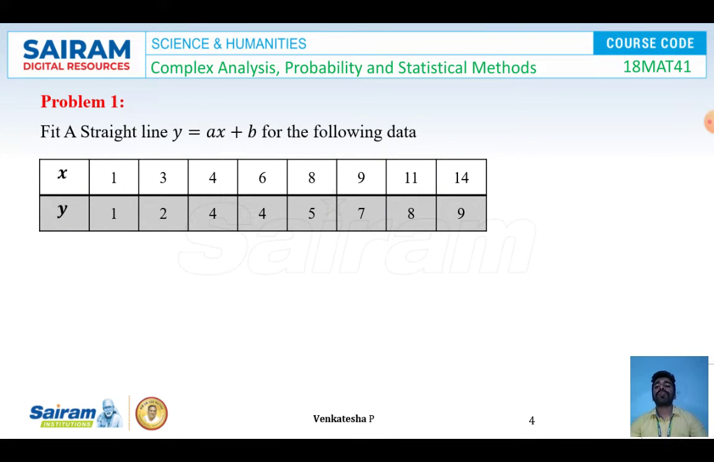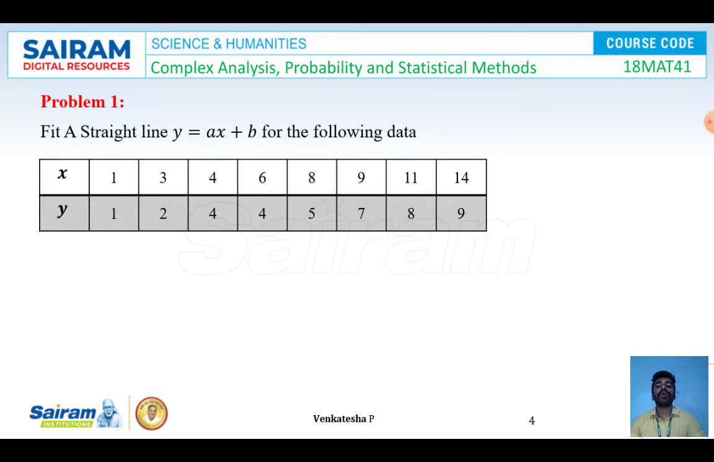Problem number 1. Fit a straight line y = ax + b for the following data. x is given as 1, 3, 4, 6, 8, 9, 11, 14 and y is given as 1, 2, 4, 4, 5, 7, 8, 9. So now I am going to fit a straight line from the given data.